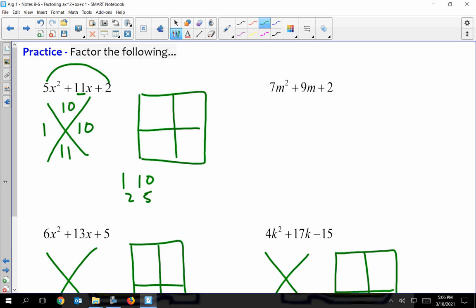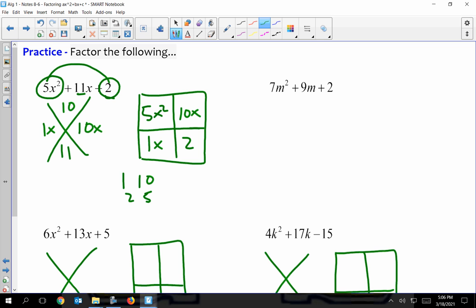A lot of students don't think of 1 times whatever number, okay, or 1 times itself. That one shows up a lot. So remember that 1 times something gives you a number that can be added up. Okay. So now to fill in my box, I take the first term, put it up here. Take the last term, put it down here. Have to go diagonally. And then I take these two off the side, add the variable to it.